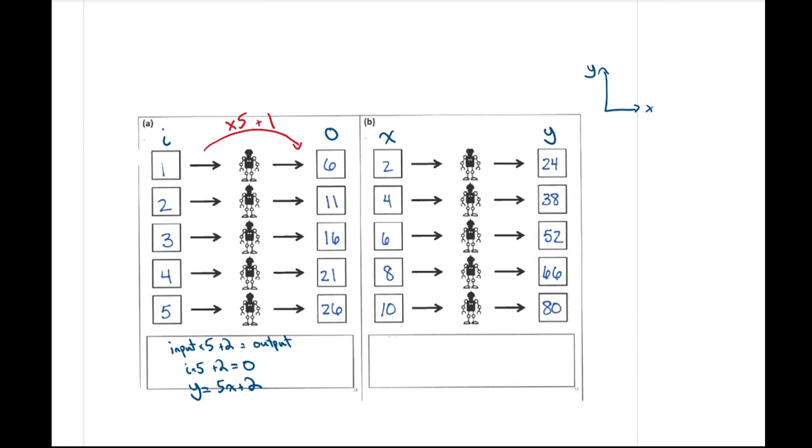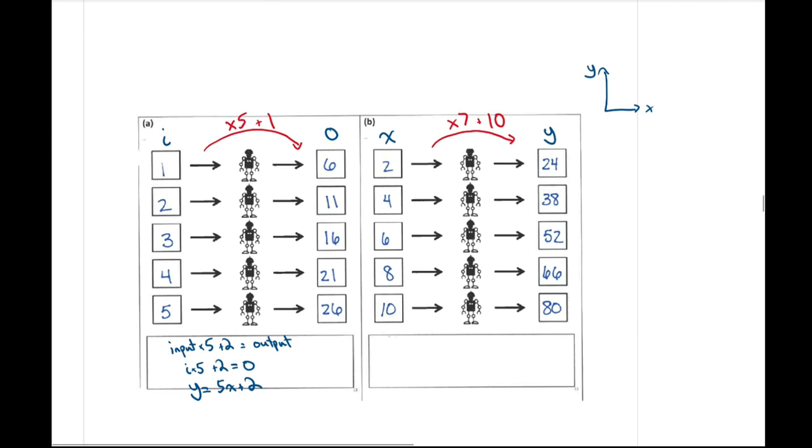So take a second to think about it. You might find that the rule is you multiply by 7 and add 10. 2 times 7 is 14, plus 10 is 24. 4 times 7 is 28, plus 10 is 38, and so on for the rest of them. So you could find the pattern there.